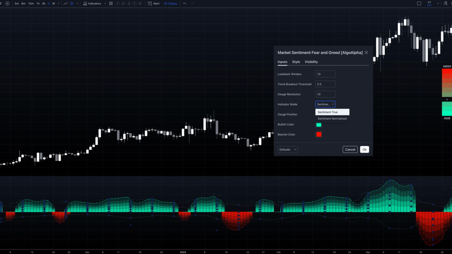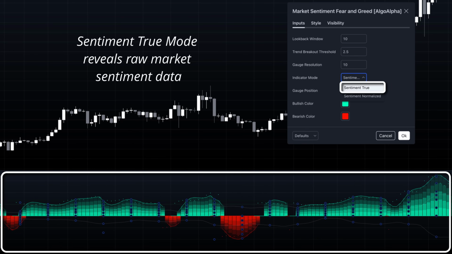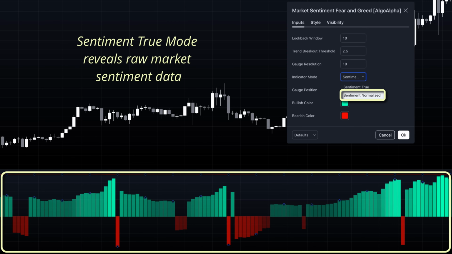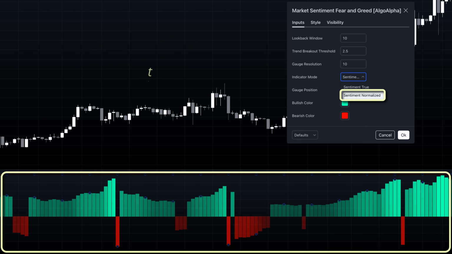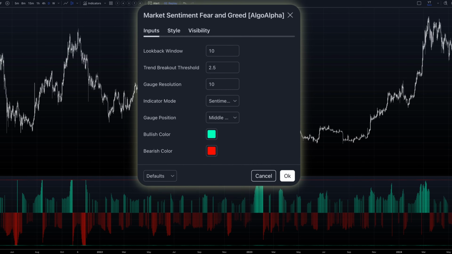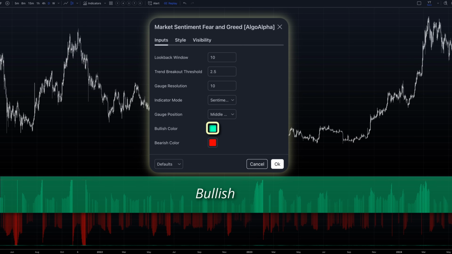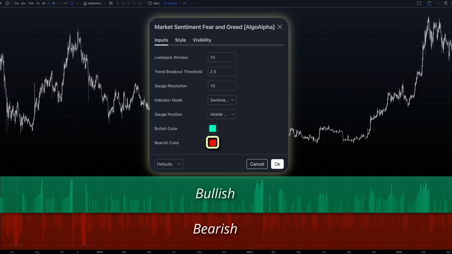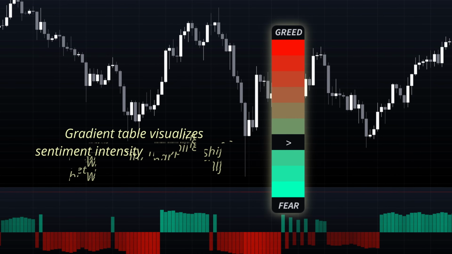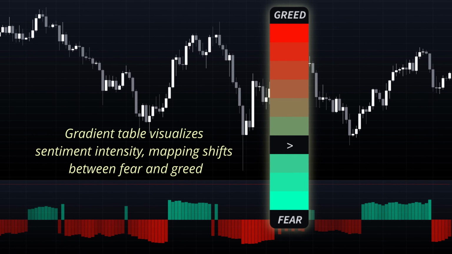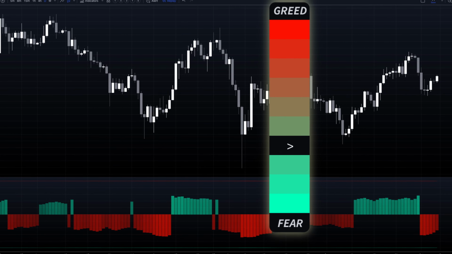There are 2 modes in the indicator: Sentiment True Mode, which shows raw sentiment data, and Sentiment Normalized Mode, which makes the sentiment easier to understand by putting it on a simple scale. The indicator also uses colors to show the market's sentiment. Green means the market is bullish, while red means the market is bearish. It can also show a gradient table that visually represents how strong the sentiment is, helping you quickly see the shift between fear and greed.